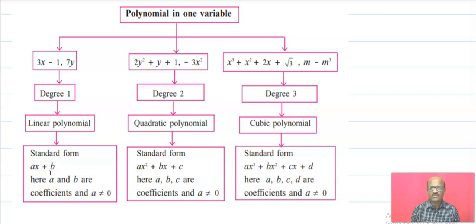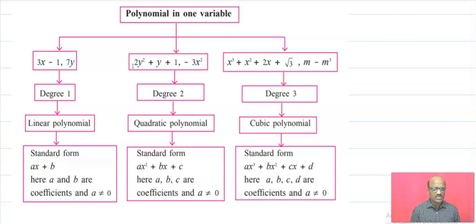And its standard form is ax plus b. Here a and b are coefficients and a is not equal to 0 always. a ची व्हॅल्यू 0 नको पाहिजे. आणि या पॉलिनॉमियल मध्ये त्याची डिग्री किती तर 1 आहे. आणि या टाइपच्या पॉलिनॉमियल्सला काय म्हणतात तर लिनियर पॉलिनॉमियल्स असं म्हणतात.